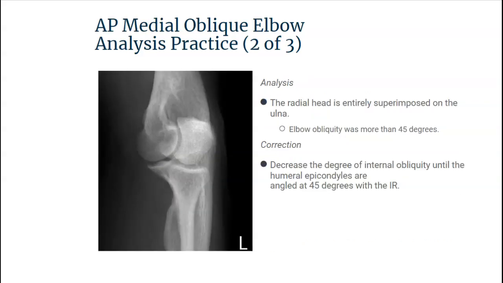So let's take a look at our second projection. We can see that the radial head here is entirely superimposed on the ulna. This means for this medial oblique or internal oblique elbow that the elbow obliquity was more than 45 degrees. We want to decrease the degree of internal obliquity until those humeral epicondyles are at an angle of 45 degrees with the IR.